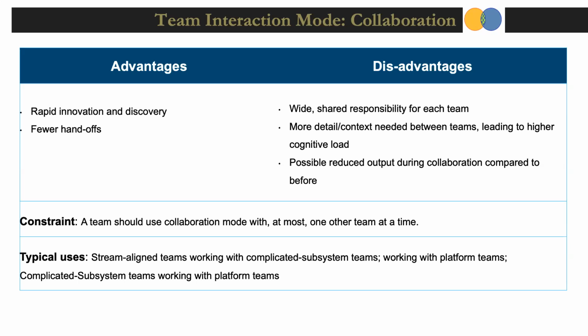Because of the disadvantages, the constraint with this collaboration method is that you should use this at most with only one other team at a time. And typical uses are stream-aligned teams working with the complicated subsystem teams, with tight collaboration, working with platform teams, and even the complicated subsystem teams working with platform teams.